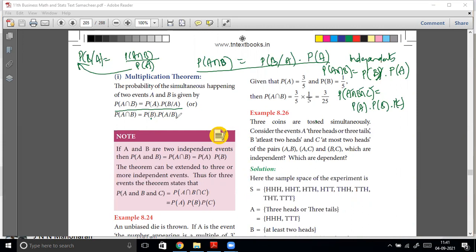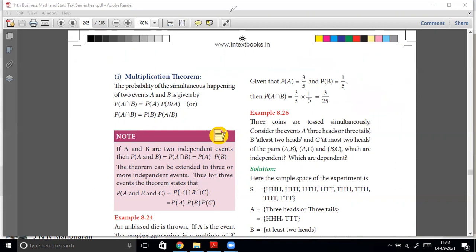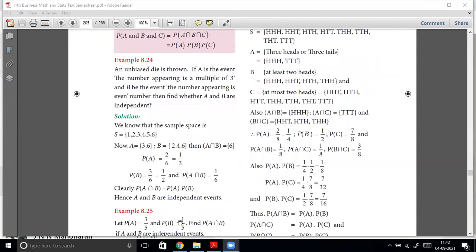So this is on the top, this is at the bottom. This is what they are given. For independent events, P of A intersection B is equal to P of A into P of B. In the same way, if all three events are independent, it is P of A into P of B into P of C. Now let's do an example and try to see how these things work out in actual practice. Then only can you actually understand.